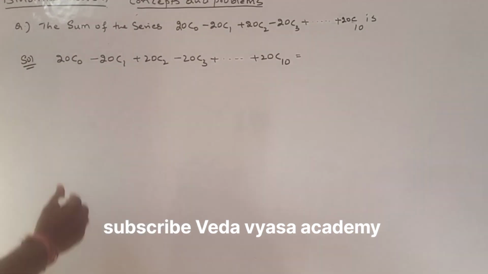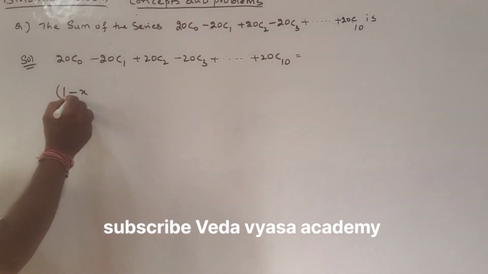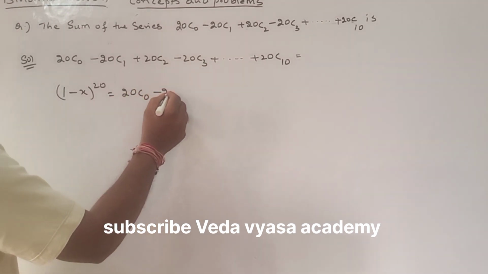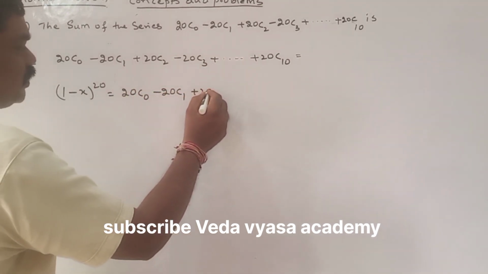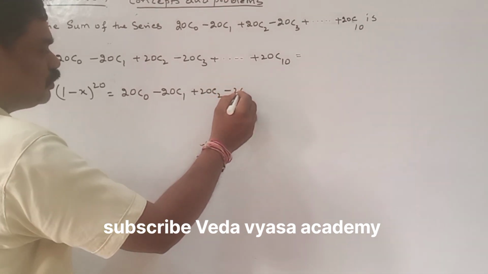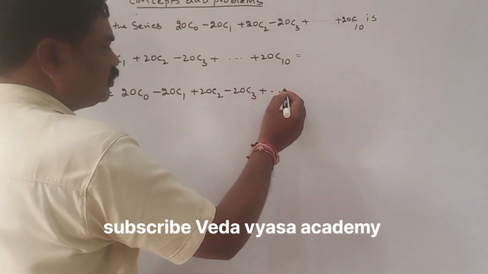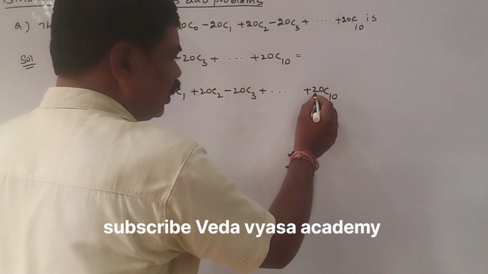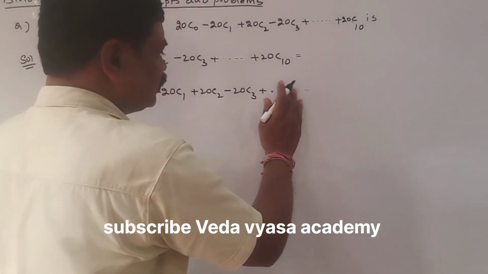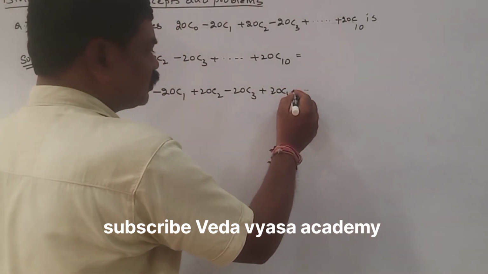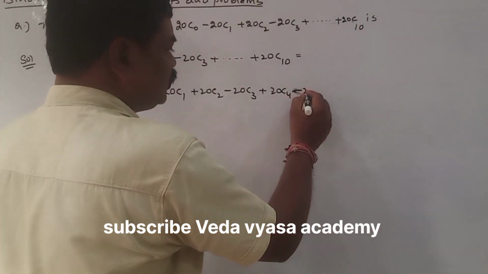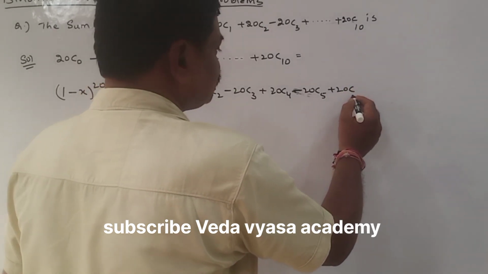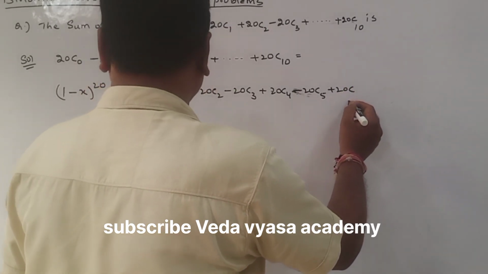Generally, (1 - x) whole power 20 is equal to 20C0 - 20C1 x + 20C2 x square - 20C3 x cube + so on up to 20C10, and after 20C10 it continues with 20C11 and so on.